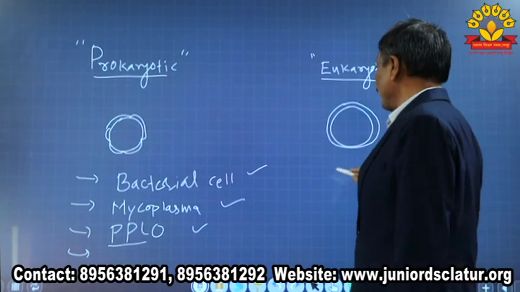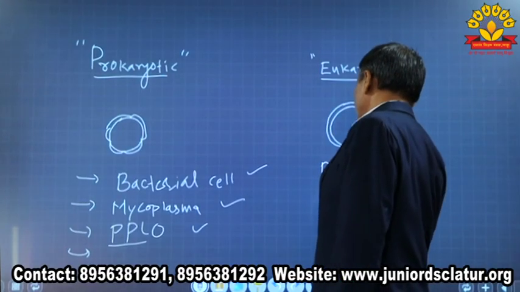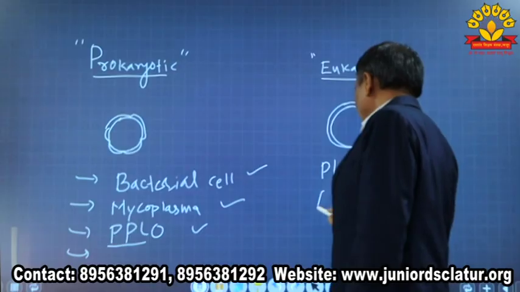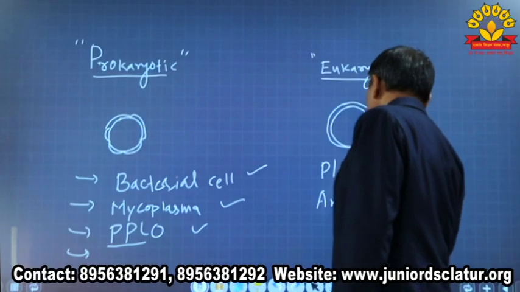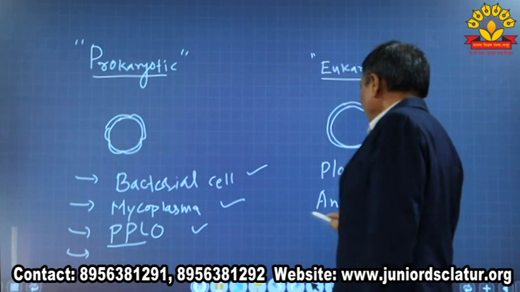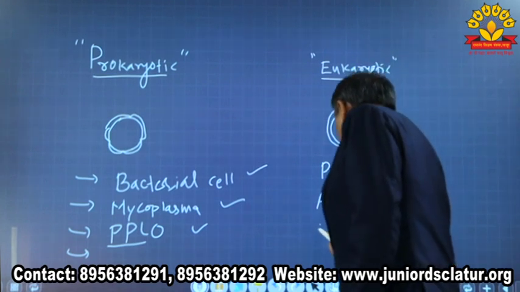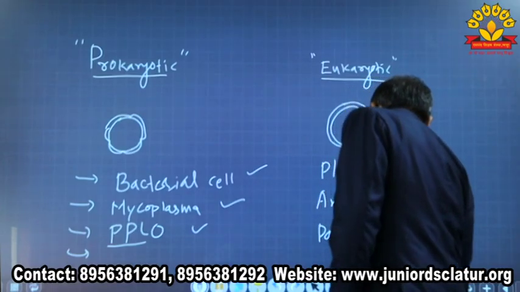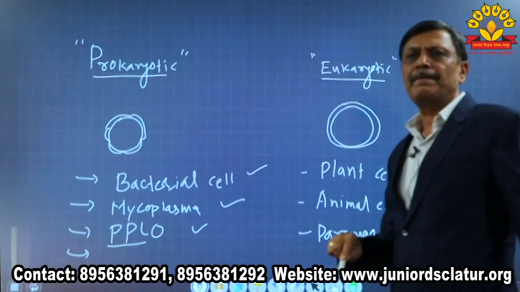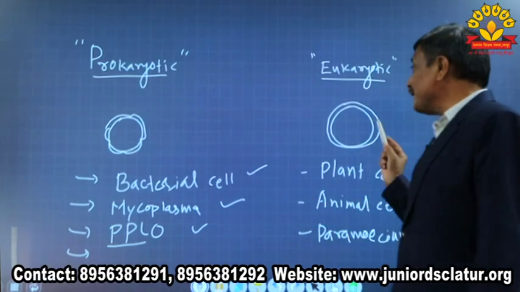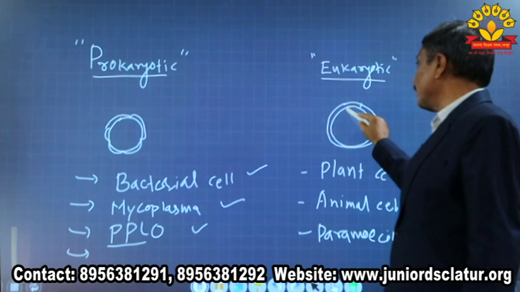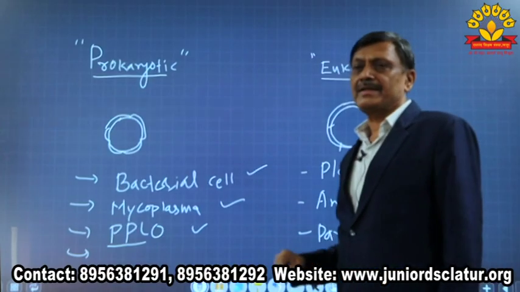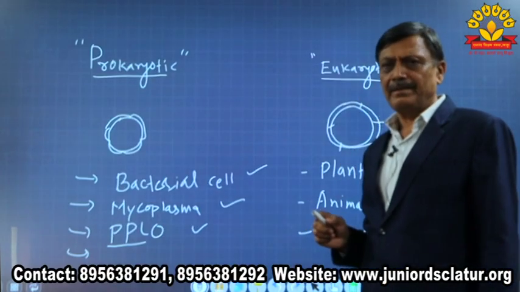What is the example of eukaryotic cell? Plant cell is an example of eukaryotic cell. Animal cell is an example of eukaryotic cell, and the paramecium, the body of amoeba, is also an example of eukaryotic cell, because in this cell the nucleus is covered by or bounded by nuclear membrane. But in the prokaryotic cell the nuclear membrane is absent.